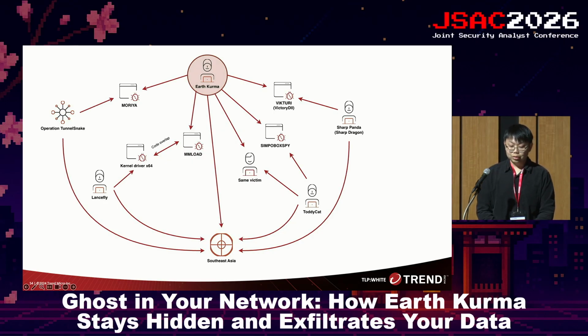We also see that Kurma could be linked to Sharpanda because of Victory. Most of all, they all have an interest in Southeast Asia. So based on our attribution, Kurma has some kind of connections to the four groups because of the tools overlap. However, there are no other strong connections like C&C infrastructure or process execution overlap between them. So that's why we decided to separate this group from them.